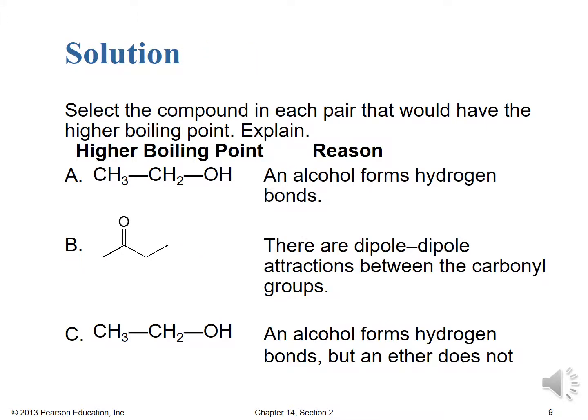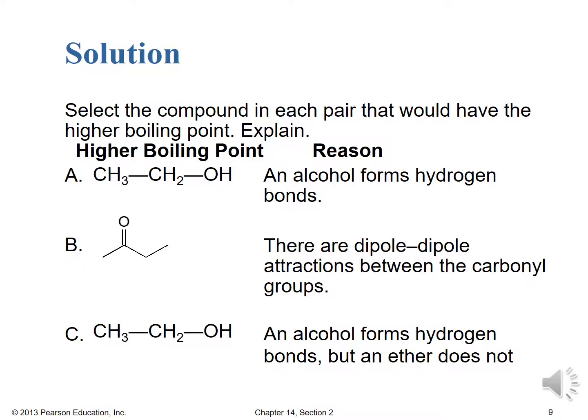Okay, so in our first pairing, hopefully you selected the alcohol because the alcohol can form hydrogen bonds, whereas the alkane could not. For the second pair, hopefully you selected the ketone because it had the dipole-dipole interactions possible between those carbonyl groups of neighbors, whereas the alkane did not. And then finally, C might have been a little trickier because we had 2 options with the oxygen as part of a functional group. It was either the alcohol or the ether, and hopefully you selected that alcohol because the alcohol can form hydrogen bonds.